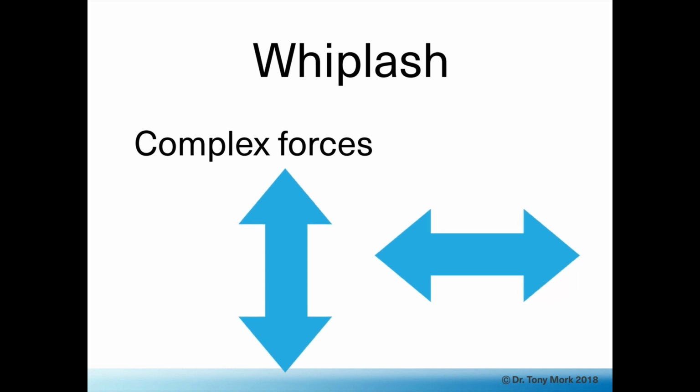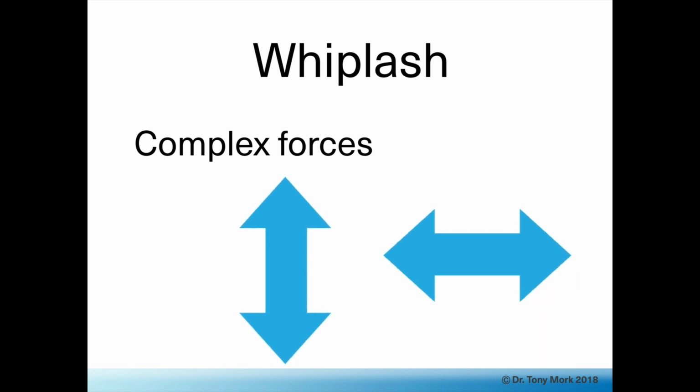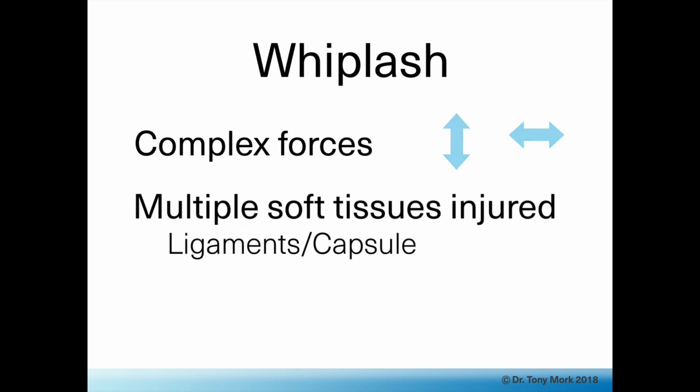So whiplash is comprised of complex forces depending on where the vehicle is struck and which way your head moves. But the upshot of it is that multiple soft tissues can be injured, and this is why it's so difficult. You can have ligaments injured, capsule injured of the facet joints. The facets can be injured. The disc and the annulus, which covers the disc, can also be injured in a whiplash type of scenario.